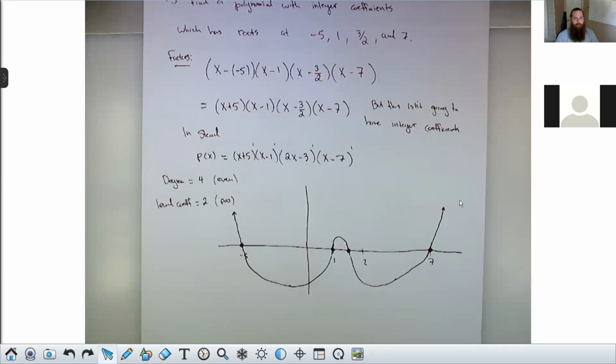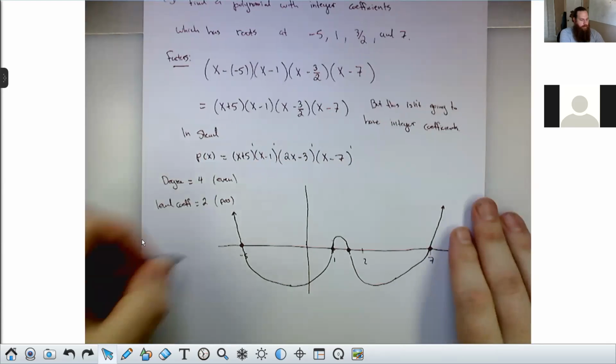Wait, I have a question. In order for it to bounce off the x-axis or go through it, does the degree have to be even, or does the root have to be even? The root has to be of even multiplicity to bounce. So I'll show you another example in just a minute where the multiplicities are not all 1, and we'll attack those issues there. Billy asked a good question.